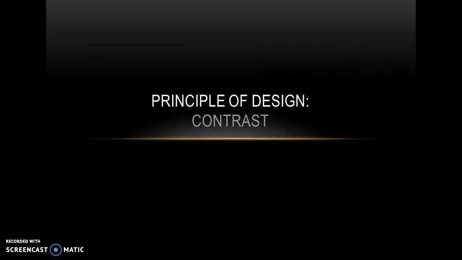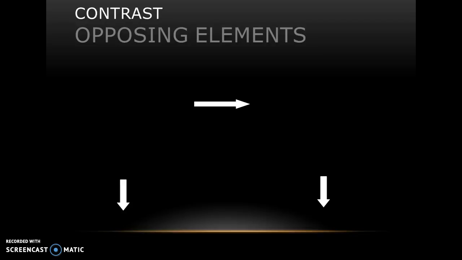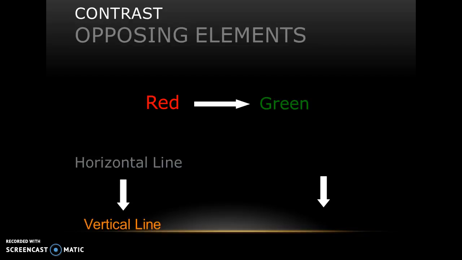For the black and white unit, you really need to make sure that you have strong contrast in all of your photographs. Contrast is the idea of opposing elements. So red versus blue, they are opposite on the color wheel. Horizontal versus vertical, they are opposites. Same with organic versus geometric.